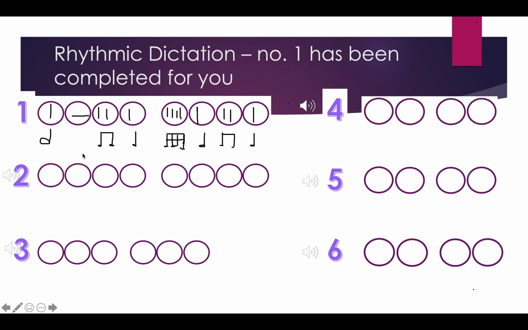So it was da, da, da, da, da. And then I heard here da, da, da, da, da, da, da, da. So da, da, da, 1, 2, 3, 4, 1. So I heard 2 here, 1 here, 4 here, and 1 there.